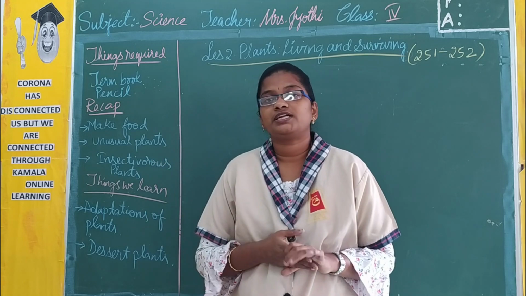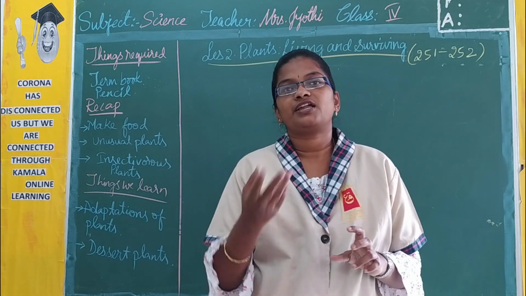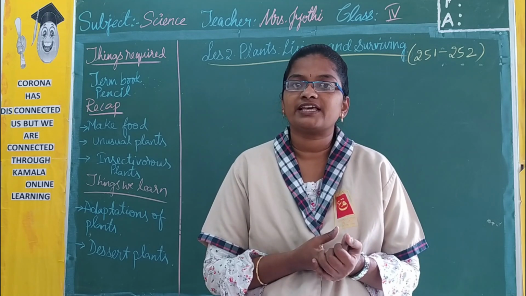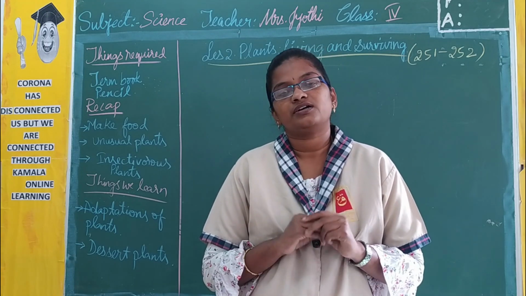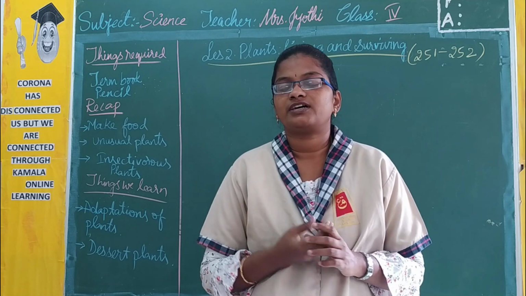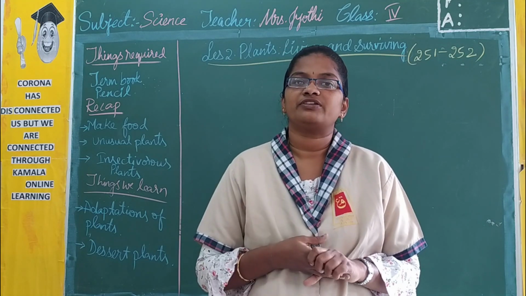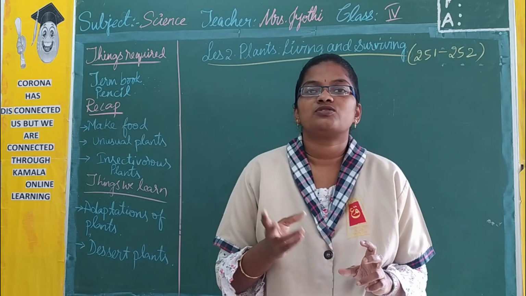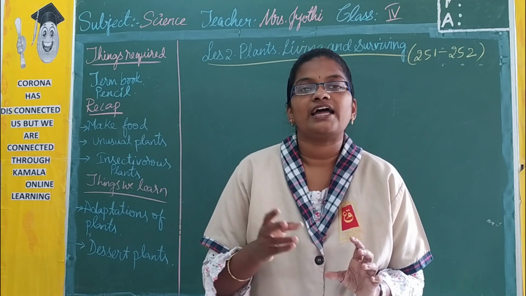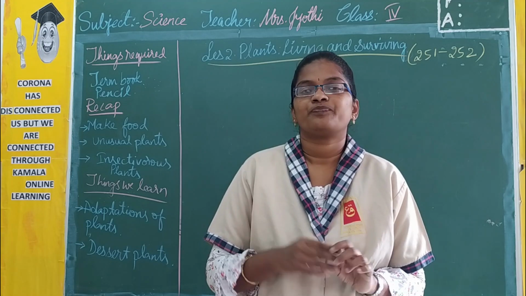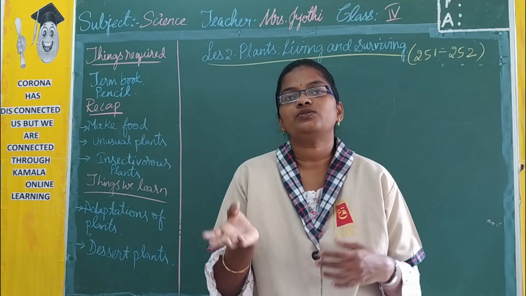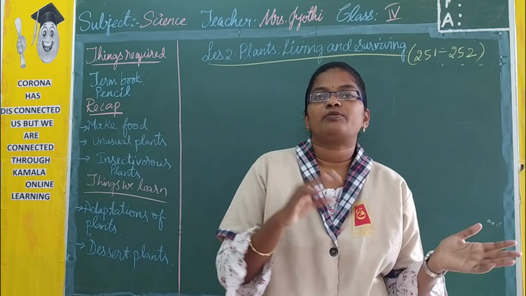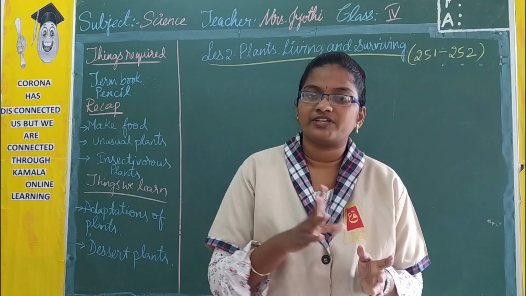And we have also learned about insectivorous plants like sundew and pitcher plant. These plants trap the insects and utilize them for extra nutrient benefits. And we have also learned about mushrooms and molds. These are non-green plants and they cannot prepare their own food. So these plants depend on dead and decaying plants and animals. All these things we have learned in the previous lesson.